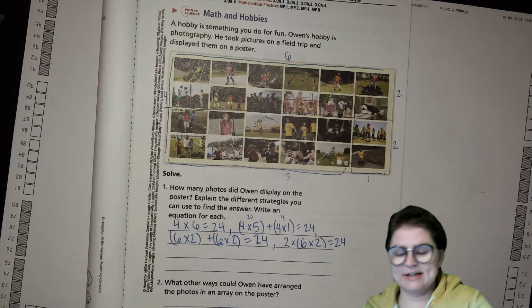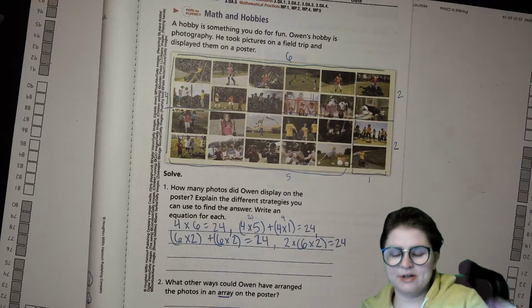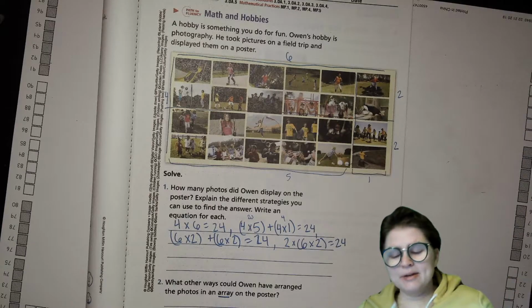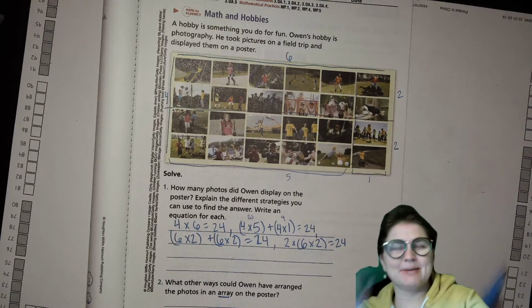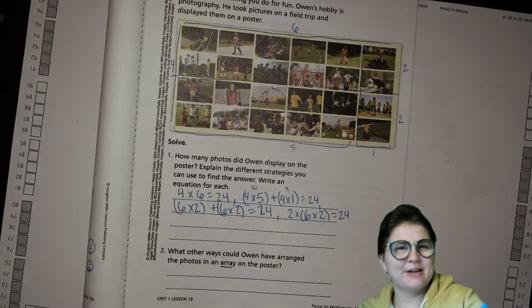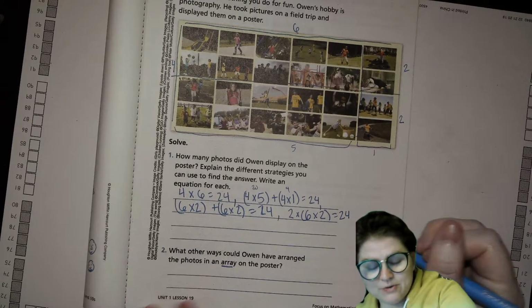Now what this is asking, it's still going to be an array, so still like a rectangle with rows and columns. But really what it's asking is what other, well, hang on. I'll let you think about it. Think about it first. Pause and hit play when you're ready. It's really asking what are the other factors for 24?